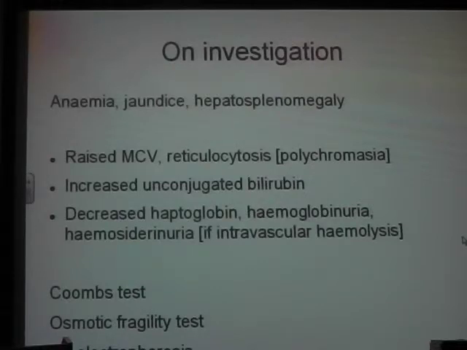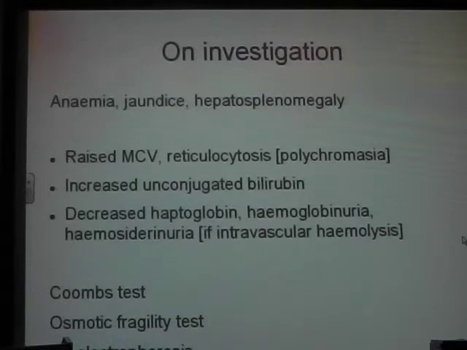So, on investigation, someone with haemolytic anemia will be anemic, and we've already gone through the symptoms and signs. They'll be jaundiced because they're breaking down their red blood cells and making a lot of bilirubin, and have hepatosplenomegaly because their spleen is just breaking down all of their red blood cells. They have a raised MCV because there's a shift, so the more immature red blood cells, which are bigger, come out into the blood.